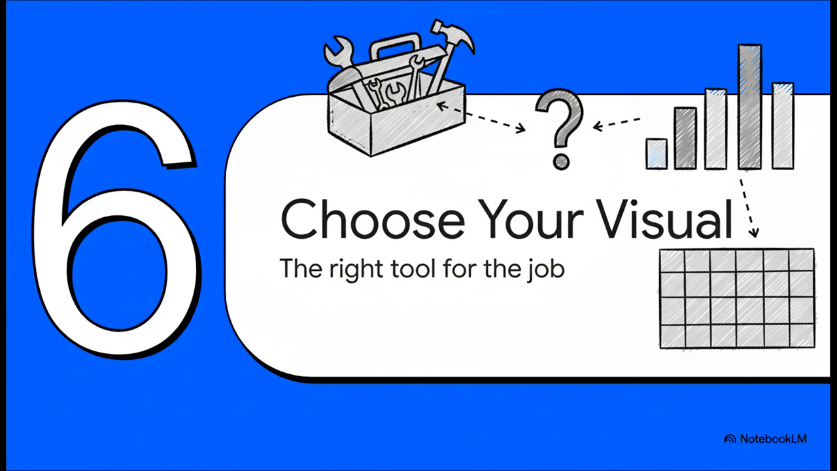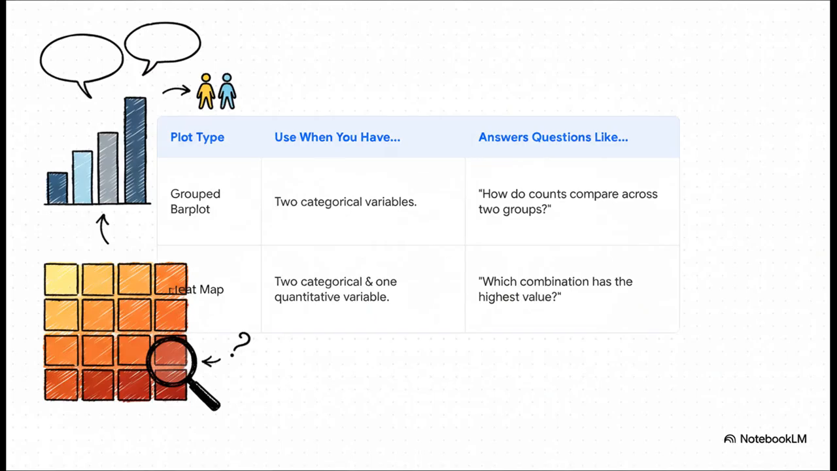But the final and maybe most important step is knowing which one to grab from your toolbox. And it all comes down to the kind of question you're trying to answer. Think of this as your cheat sheet. You use a grouped bar plot when you have two categories and you just want to compare the counts or frequencies. You're asking, how do these groups stack up against each other? But you pull out the heat map when you have two categories plus a number. Then you're asking, which combination gives me the highest or lowest value? It's all about matching the tool to your data.